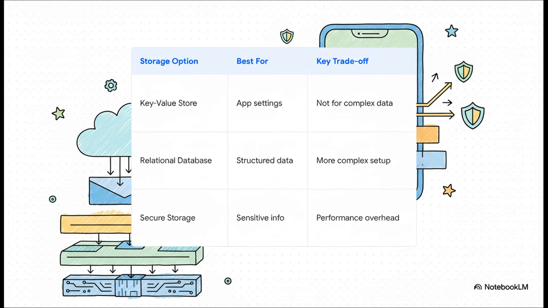For simple stuff like app settings, a key value store is perfect, but it's not built for complex data. If you've got large, structured data sets, you'll need a relational database. It's powerful for sure, but a bit more work to set up. And for the really sensitive stuff like login tokens, you have to use secure storage. Yeah, there's a small performance hit, but it's non-negotiable for security.